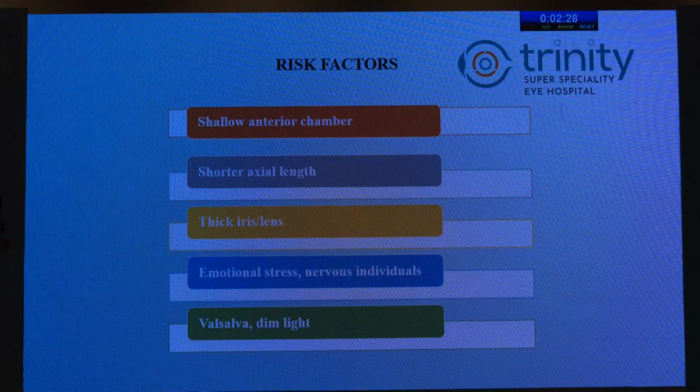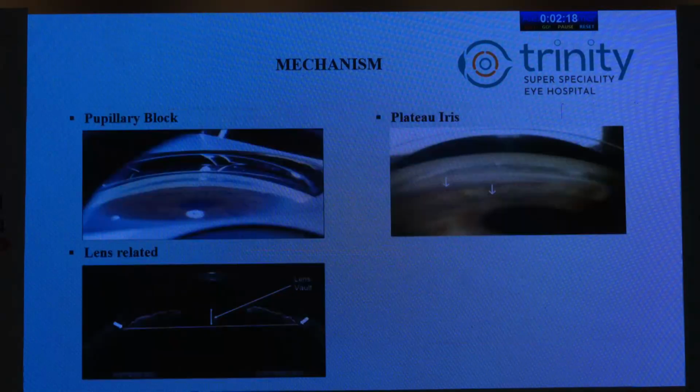Now the risk factors have already been explained by Dr. Intu ma'am. So shallow anterior chamber, short axial length, thick iris or lens, emotional stress, nervous individuals, Valsalva, dim light, all these are risk factors.